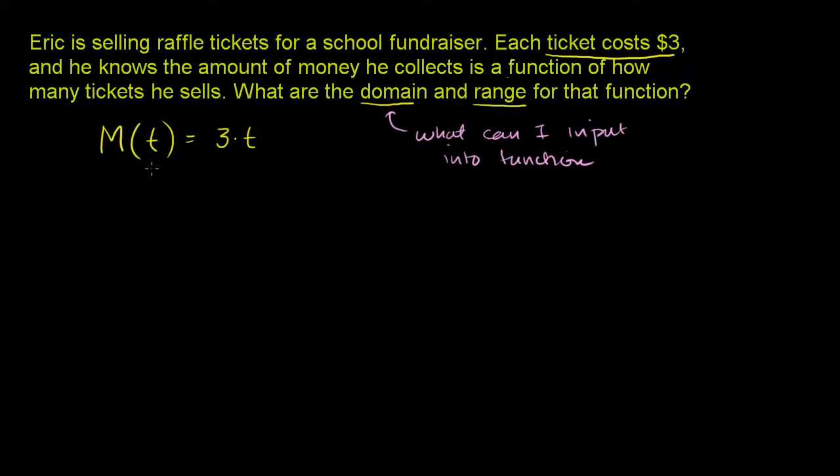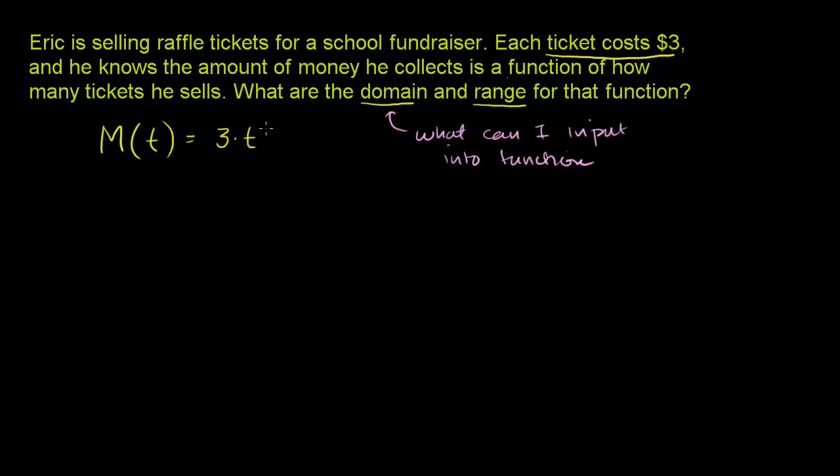So think about it. You might at first say, oh, well, I could put any t there, but think about the actual reality of what he's doing. He is selling tickets. And so we can't sell negative tickets. He might sell 0 tickets, and he might sell a gazillion tickets. I guess he could sell an infinite amount of tickets. At some point, that becomes unrealistic. But he definitely can't sell negative tickets.